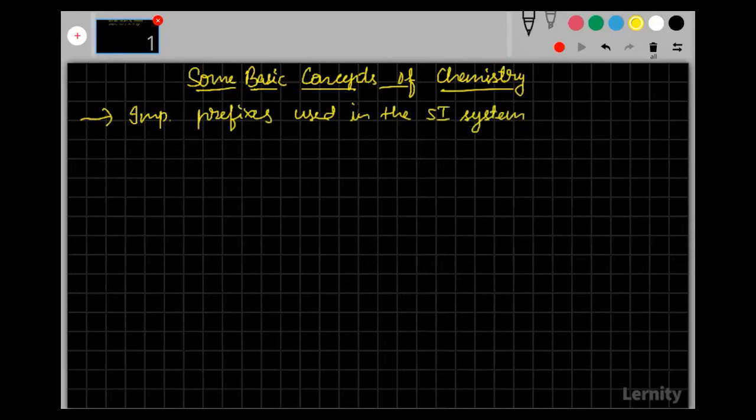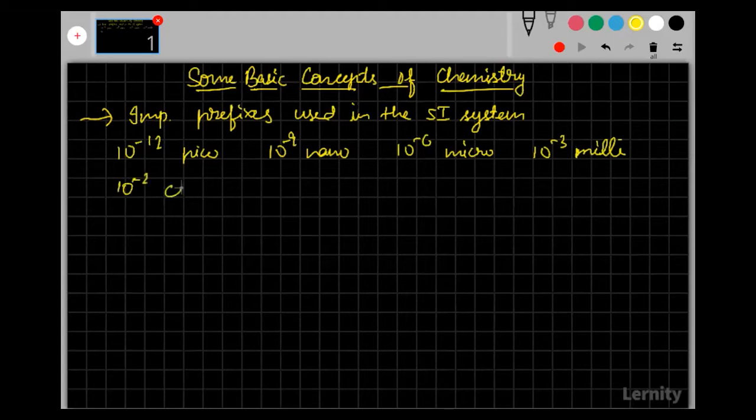I'll not be discussing all the prefixes, but the most important ones. 10 to the power minus 12 is pico. 10 to the power minus 9 is nano. 10 to the power minus 6 is micro. 10 to the power minus 3 is milli. 10 to the power minus 2 is centi. 10 to the power minus 1 is deci.